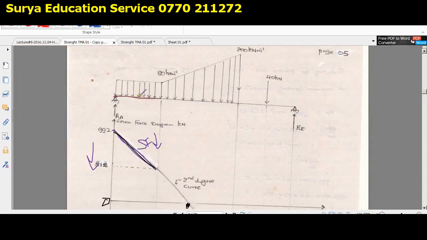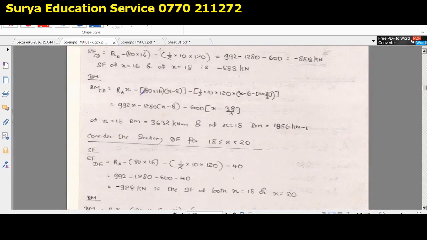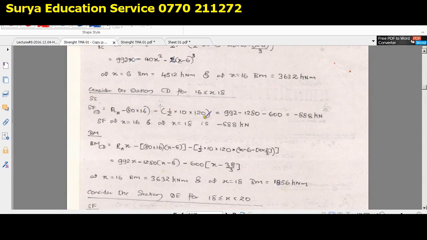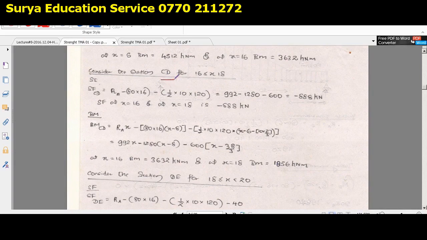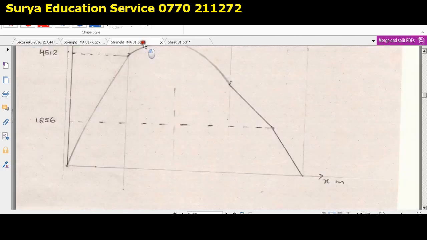Now I need to go for the general equation for the section CD. Guys, what can you say about the general equation? So this is the general equation for the section CD. X, X, X. So this is a first order one, right? That means y equals mx plus c type, right? So very easy. It's a straight line.